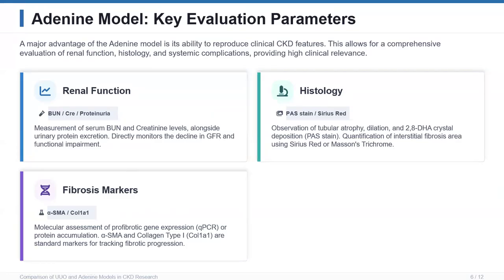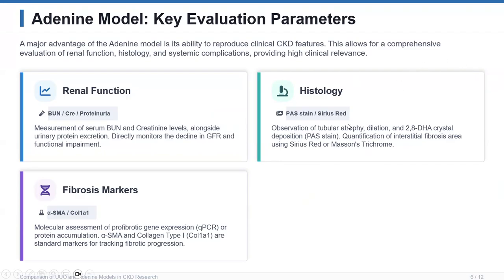Molecular assessment of pro-fibrotic gene expression by qPCR or protein accumulation is available. Alpha-SMA and collagen type 1 are standard markers for tracking fibrotic progression.